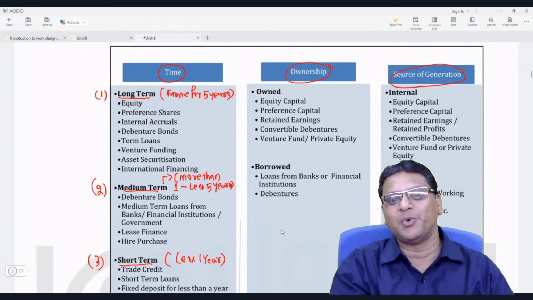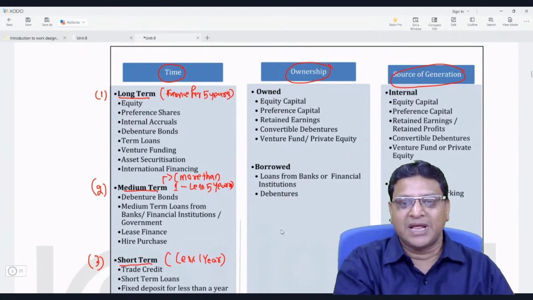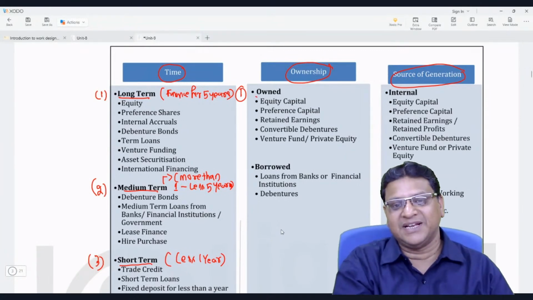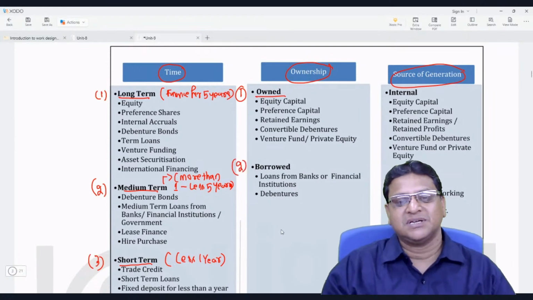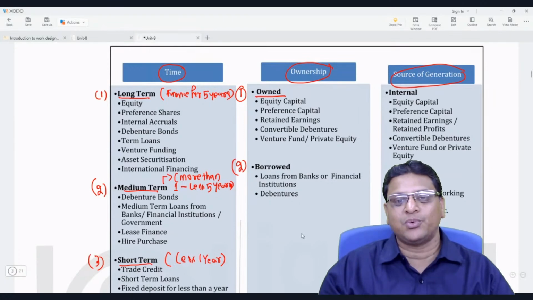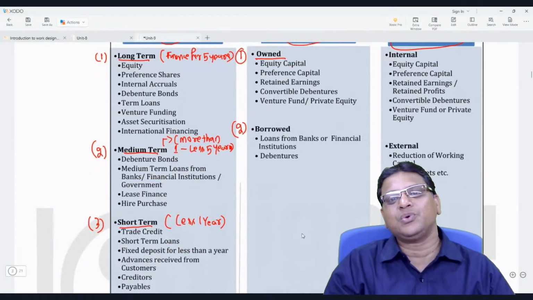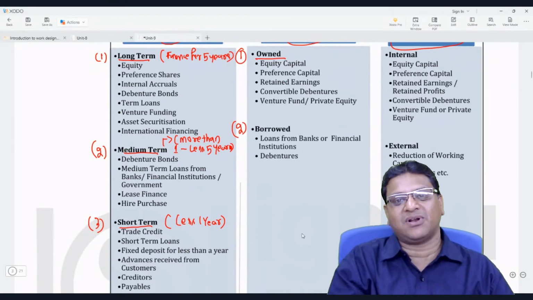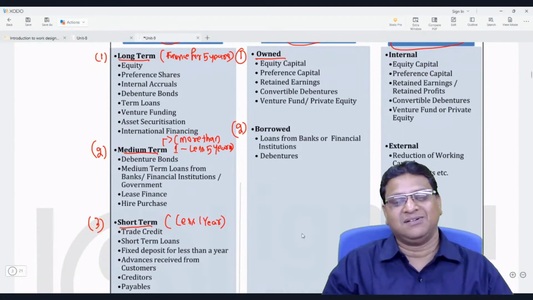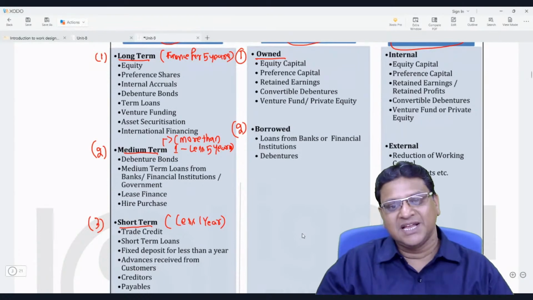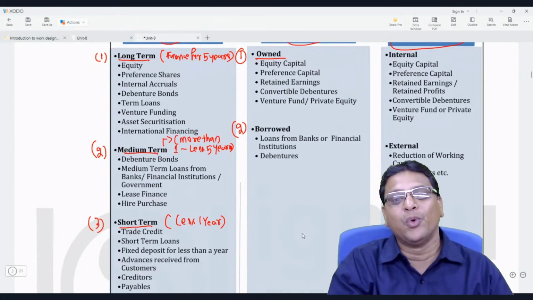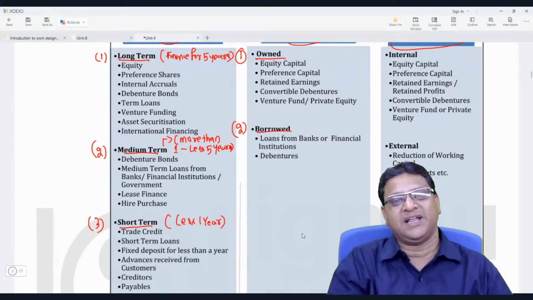However, on the basis of ownership, finance can be of two types. First is owned finance or own sources. Second one is borrowed sources. What are own sources and what are borrowed sources? Own sources are those sources of finance where the person who finances the organization owns the organization. And if the finance is obtained in the form of a loan, that is known as borrowed finance.